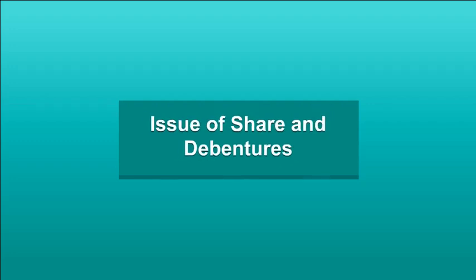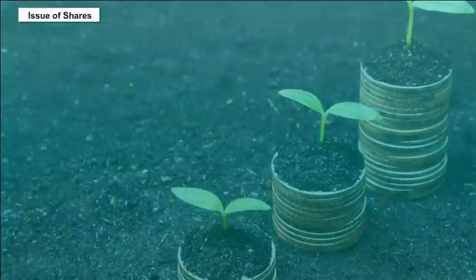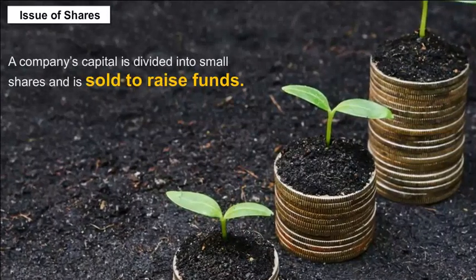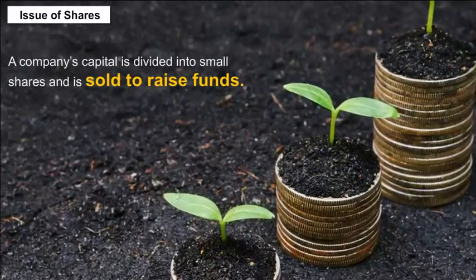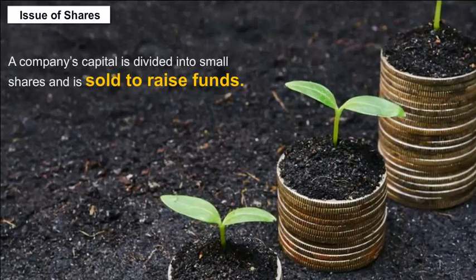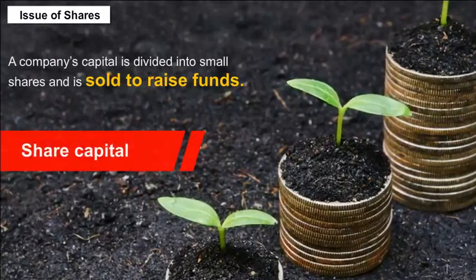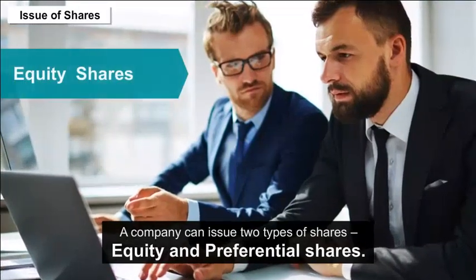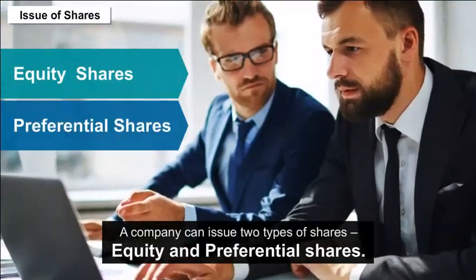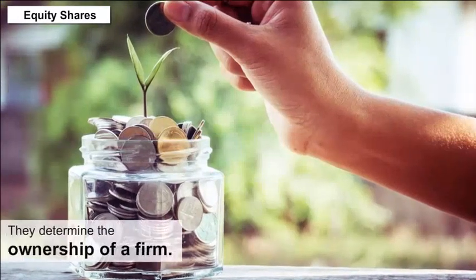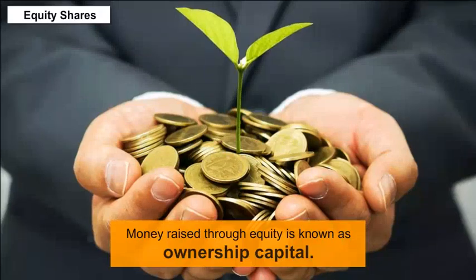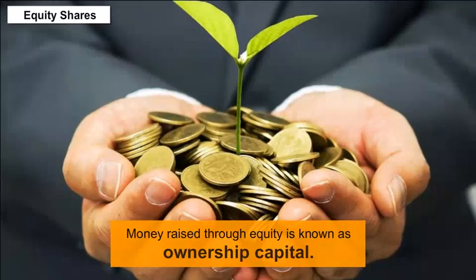Issue of shares and debentures. Issue of shares. A company's capital is divided into small shares and is sold to raise funds. This is called share capital. A company can issue two types of shares, equity and preference shares. Equity shares determine the ownership of a firm. Money raised through equity is known as ownership capital.